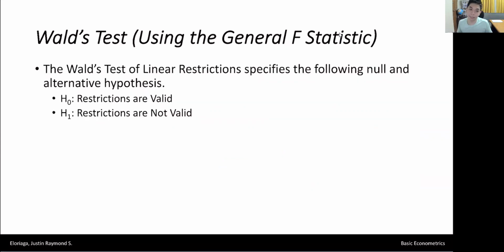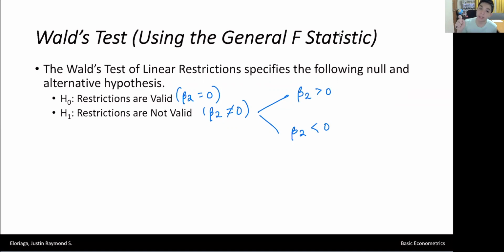So the null hypothesis is that the restriction is valid. What this means is that if we find that the restriction is valid, it means that our beta 2 is equal to 0. However, if when we do the testing we find that the restrictions are not valid, then it just means that beta 2 is not equal to 0. Note that we are going to do a two-tailed approach in this case, in that it not being equal to 0 can imply that beta 2 is greater than 0, or beta 2 is less than 0. So we use the more general case, the not equal to. But you can just have it in one of these one-tailed directions.